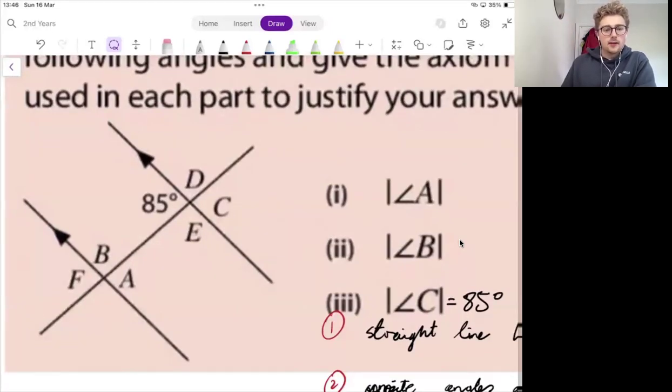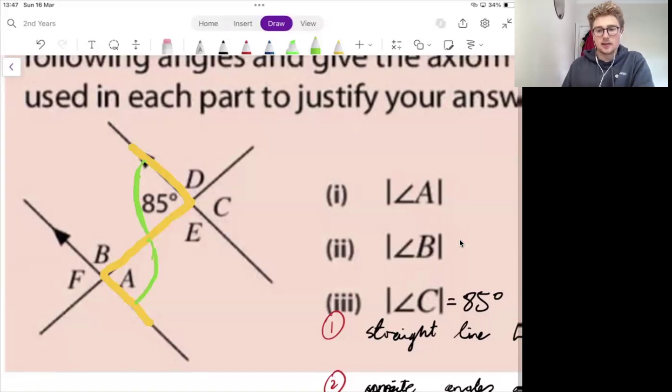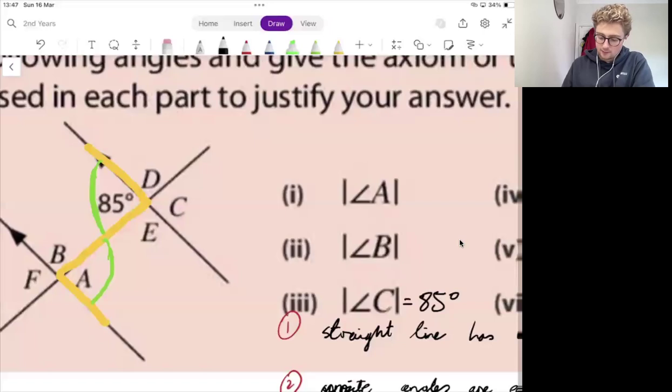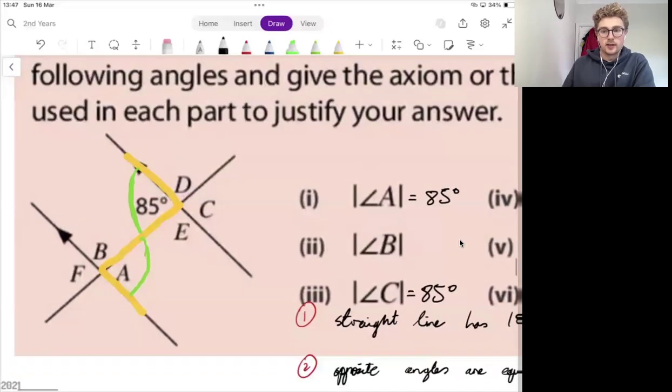Right. So the next thing we can do is use the third rule, which is the rule of alternate angles to make a Z shape like that one. Okay, and what do we know about the angles in a Z shape? They are equal. So the angle A is equal to the angle 85. The angle A is 85 degrees. So that's our rule of alternate angles.